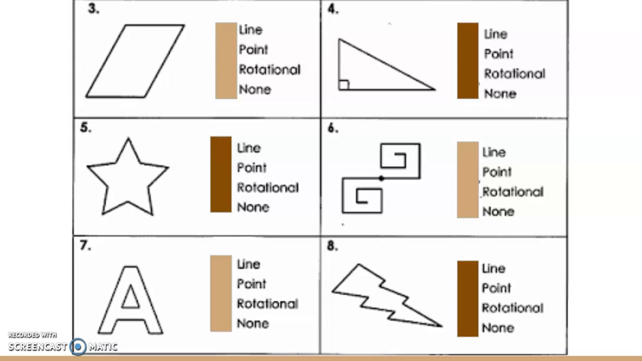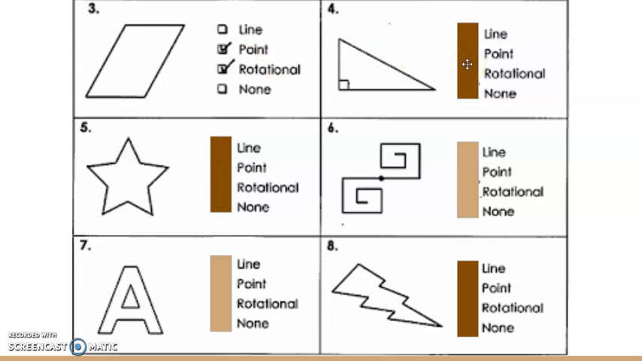Some more examples. So we have a parallelogram for number 3. If I cut it down the middle, my reflection is not the same. So we do not have line symmetry. We do have point symmetry though, because we can rotate it and flip it 180 degrees and get the same thing. And we also have our rotational symmetry. So again, we can rotate it and map it back onto itself.